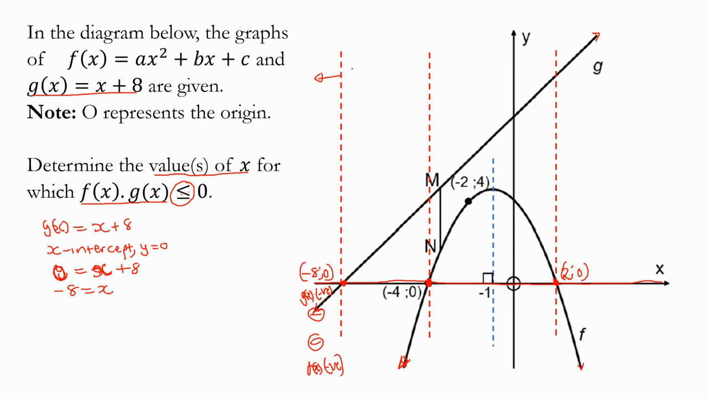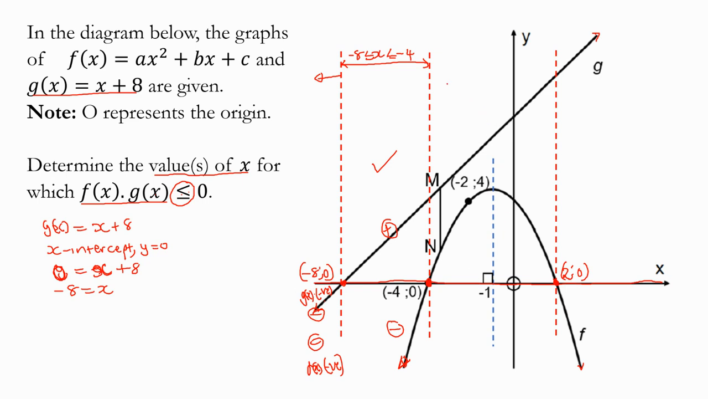And then now we have this region here, which is between negative 8 and negative 4. Are we including them? Yes, we're including them. So x here is between negative 8 and negative 4. Now, if you check here, g of x is positive, and f of x is negative, because f of x is below the x-axis and g of x is above the x-axis. This is the region we want, where one function is positive and the other function is negative.